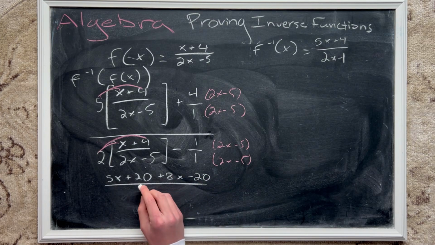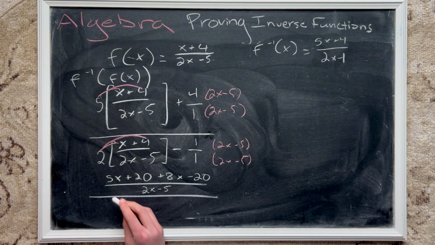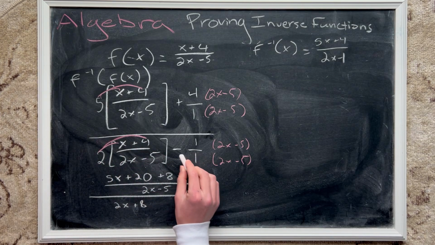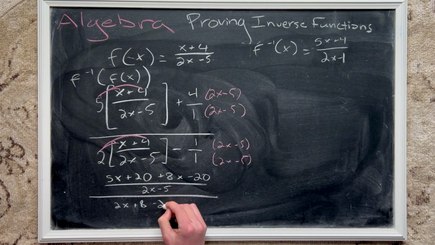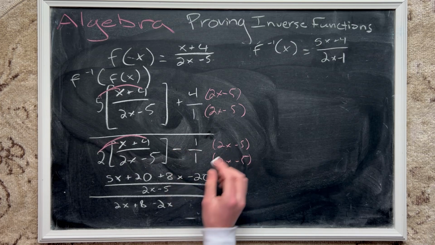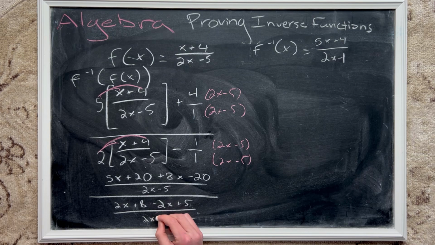All over 2x minus 5. Then again, 2 times x, 2x. 2 times 4, 8. And then the negative 1 distributed here, negative 1 times 2x, negative 2x. Negative 1 times negative 5 is positive 5. This again over 2x minus 5.